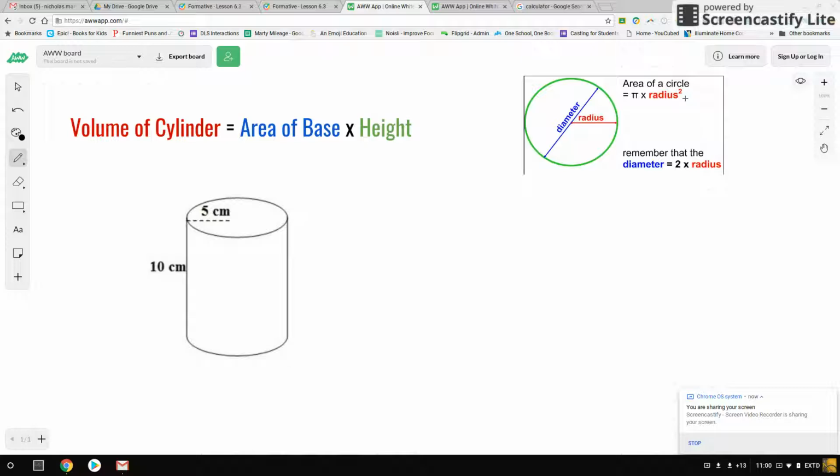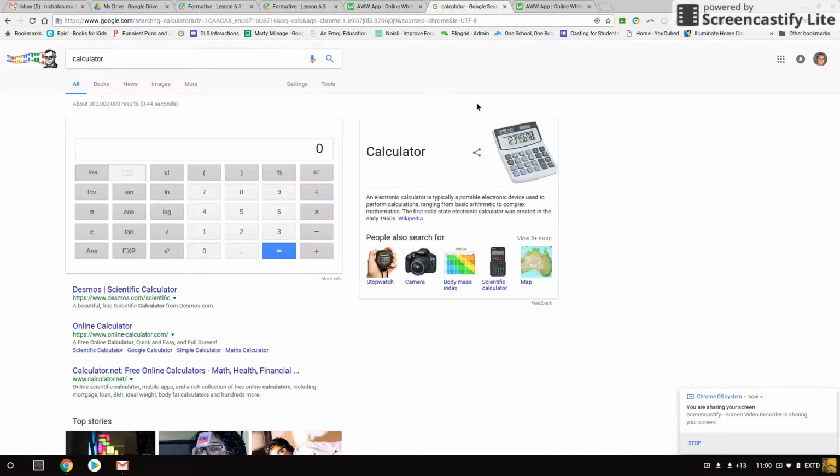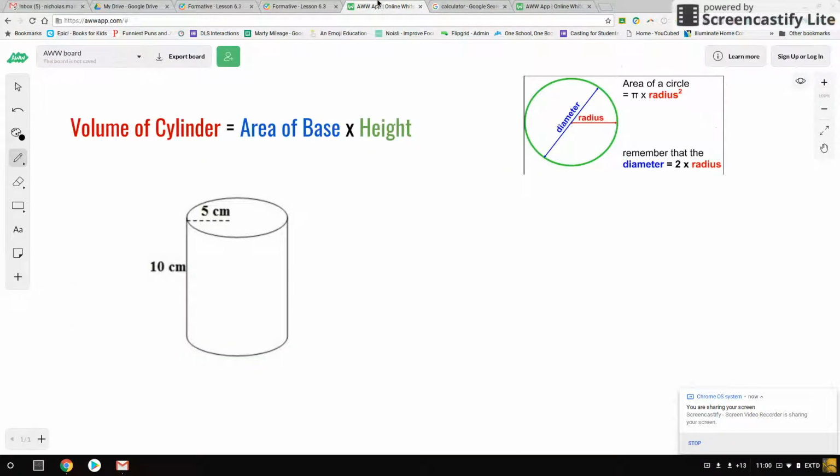So we have to do a little bit more, and we can remember that the radius is from the middle of the circle all the way out. So I have my calculator here because I'm going to need to use that. So first of all, let's get ourselves organized with our work today. All right, so the first thing we need to do is find the area of the base, which is a circle. So if I look at my cylinder here, they've given me the radius.